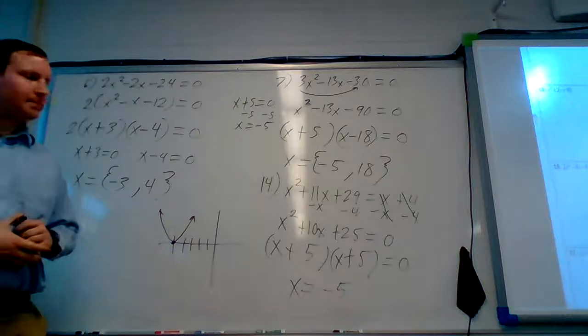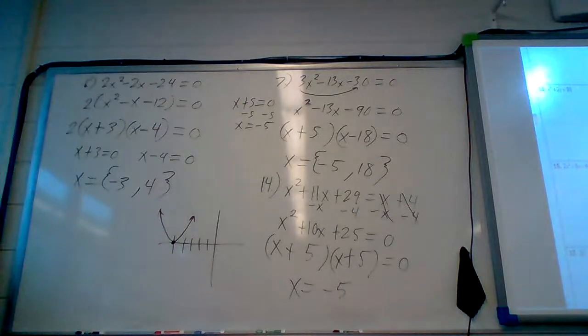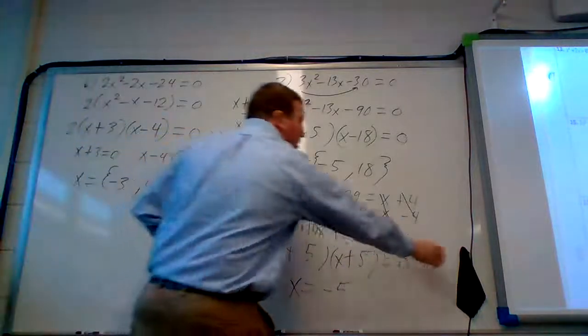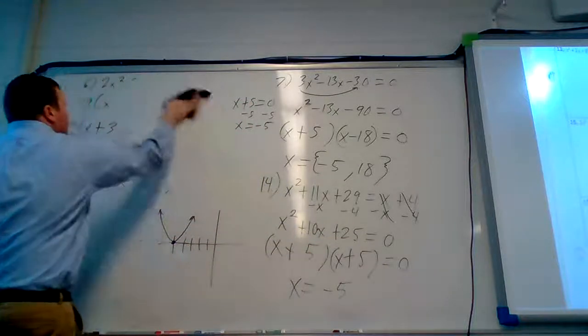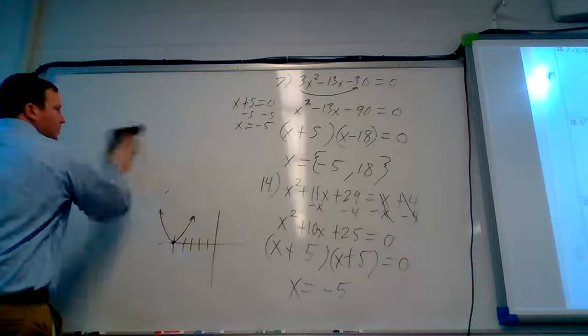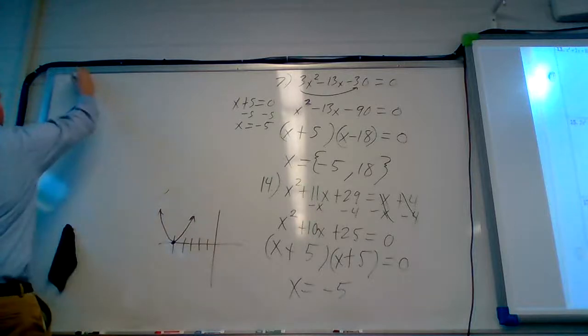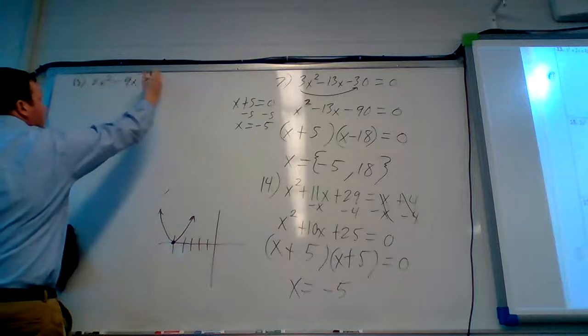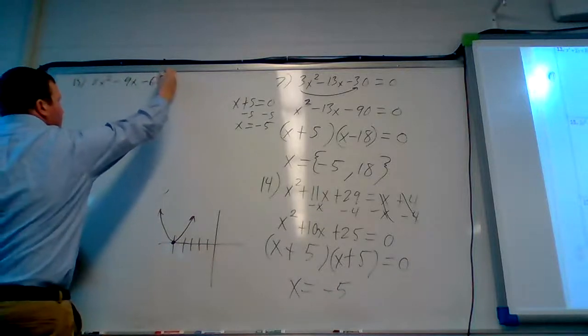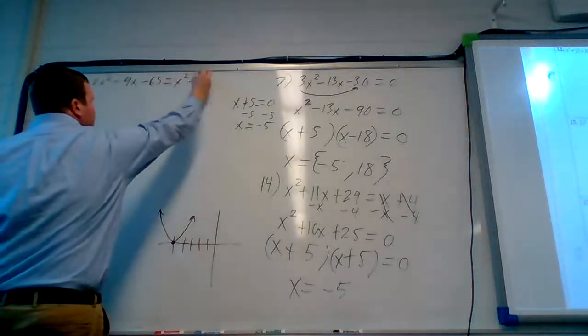Nice. What was the other number that you wanted to do? 15? Yeah. So let's look at 15: 2x squared minus 9x minus 65 equals x squared minus x.